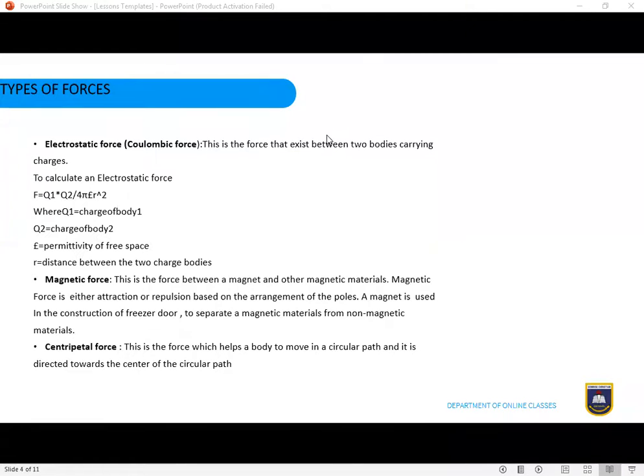Yes. Cindy, Science 1. Sir, give me one example or application of centripetal force. Okay.